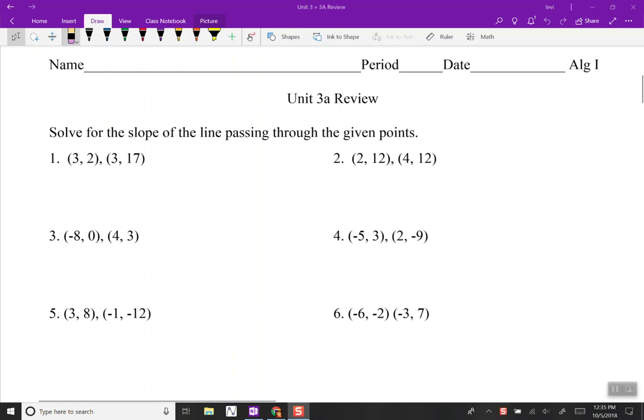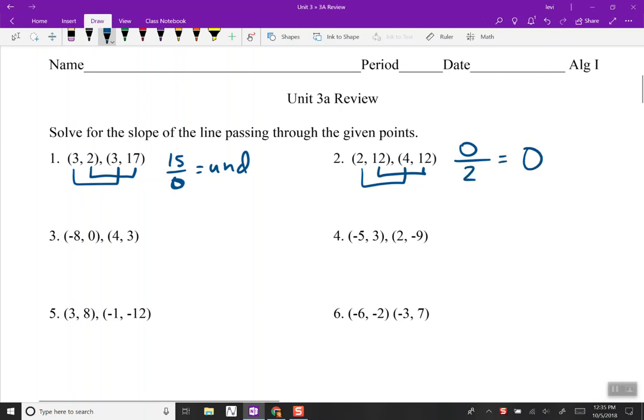This is Unit 3A review, solve the slope. So from 2 to 17 we're going up 15, from 3 to 3, 0. Anytime we divide by 0, that's undefined. From 12 to 12 we're going change is 0, from 2 to 4 that's 2. 0 divided by anything is 0. Notice undefined slope has the same x values. 0 slope has the same y values.